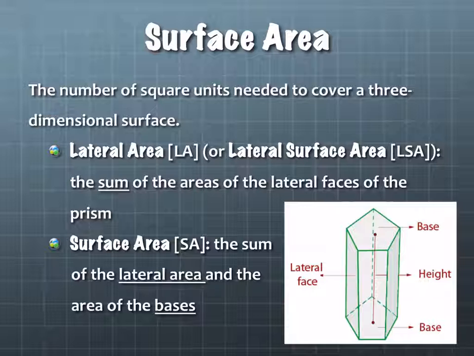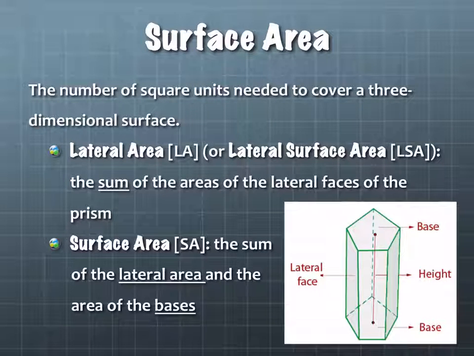So first of all, surface area is the number of square units needed to cover a three-dimensional surface. There are two components in surface area. There's lateral area, or sometimes called lateral surface area, and then there's the bases. The bases are the parallel pieces on top and bottom, and the picture I've got on here is a pentagonal prism. So the pentagon on top and bottom, those are the bases.